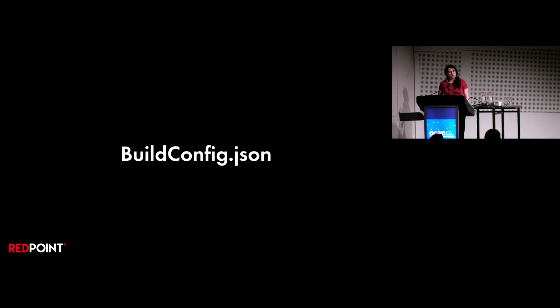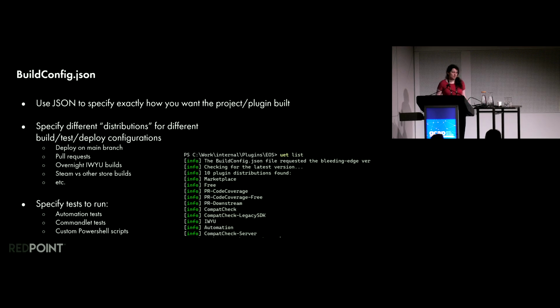To do that, we use a file called buildconfig.json. This is a JSON file, and you can use it to specify exactly how you want the project or plugin to be built. It lets you set up different distributions, so you can have different configurations for when you're building on the main branch versus a pull request. You can set up how to build, for example, overnight include-what-you-use builds, or to vary how things are built between different stores.